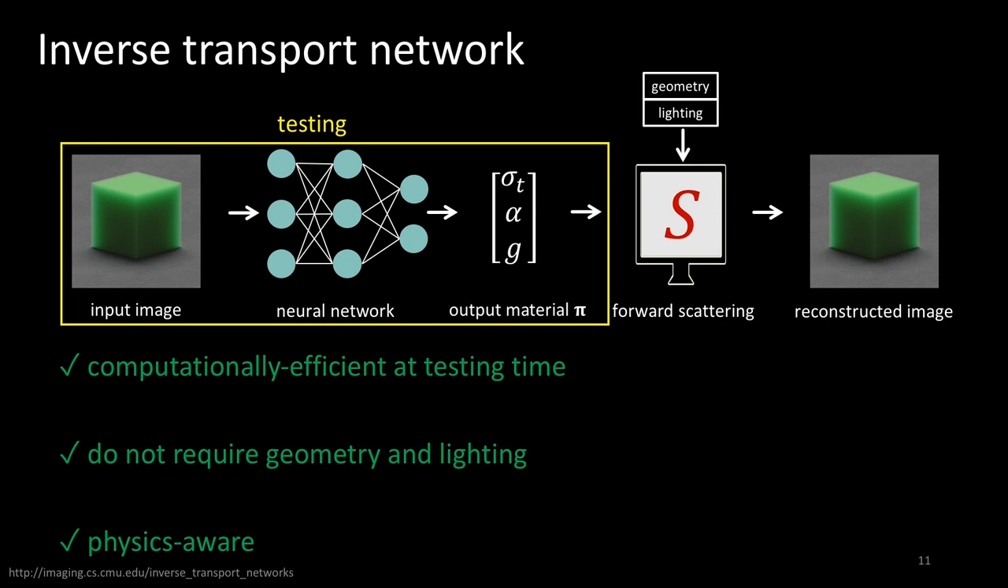At test time, the inference requires only a forward pass through the network. Thus, inverse transport networks can predict material parameters efficiently without any geometry and lighting information, and in a physics-aware way thanks to the integration of forward scattering in the training process.